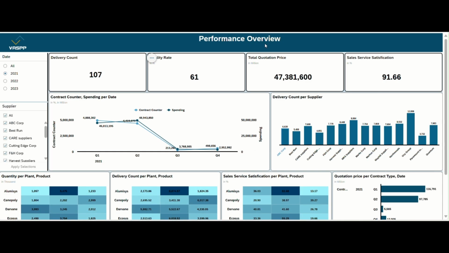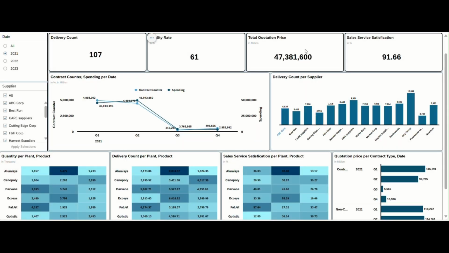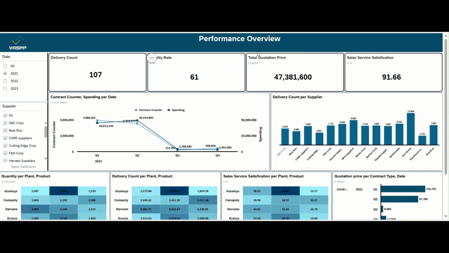Welcome to the Performance Overview page, your go-to tool for understanding how your procurement operations and supplier relationships are performing at a glance. Let's walk through the key performance indicators in this dashboard and how they help you as a business user make informed, confident decisions.